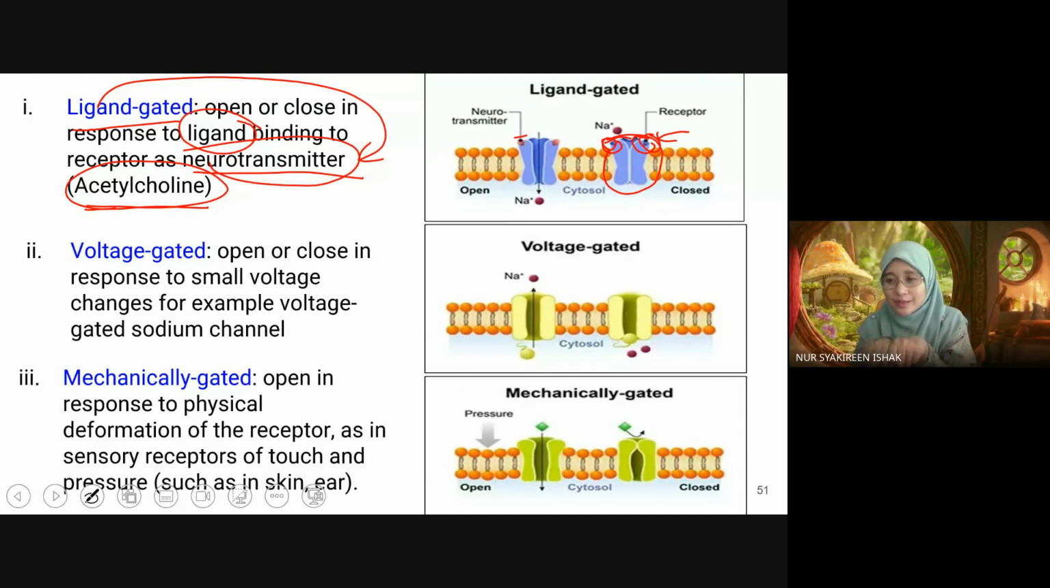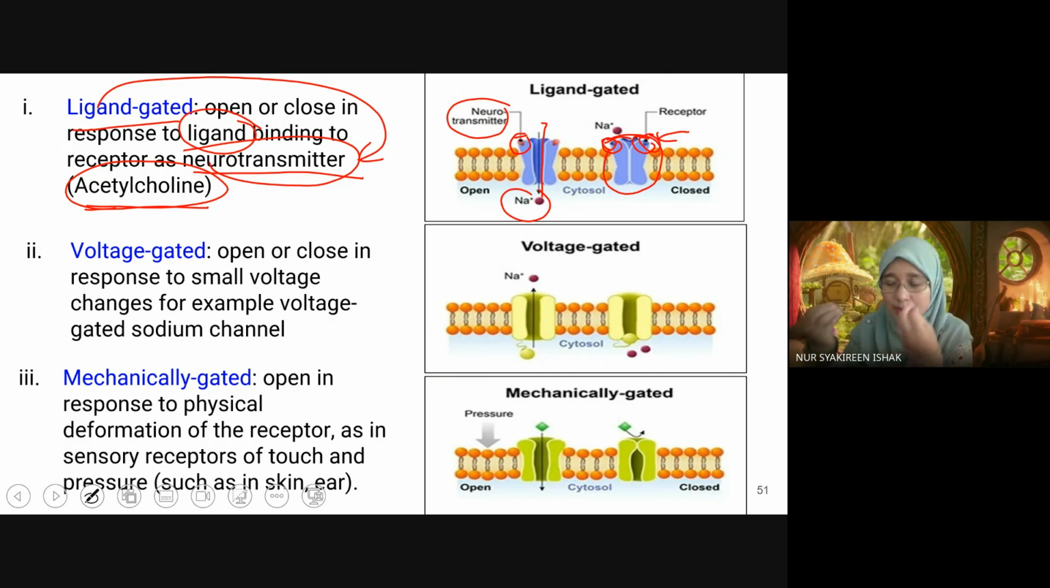If it's closed, it will not allow ions to pass through. So what causes the channel to open? You have to have the neurotransmitter binding to the binding site. When the neurotransmitter binds to the binding site, it causes the channel protein to open. Once the channel protein opens, it allows ions to pass through. In this case, sodium ions.